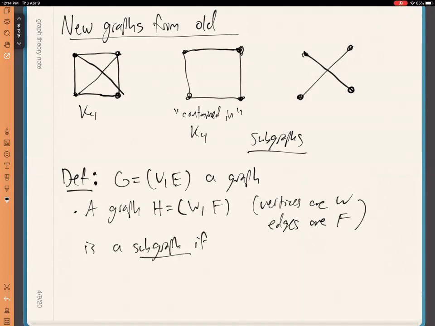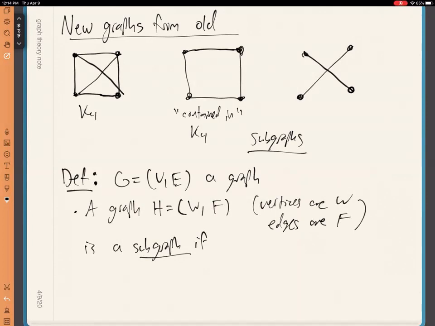Well, I notice in the picture above, the collection of vertices in the two graphs on the right is a subset of the collection of vertices of K4. And also the collection of edges is a subset of the collection of edges, right? I'm not adding any new edges that were not in K4 in that example. And so these are the two conditions we'll require.